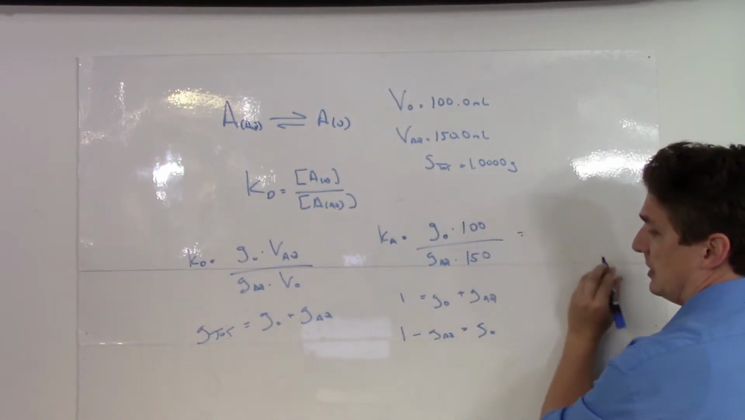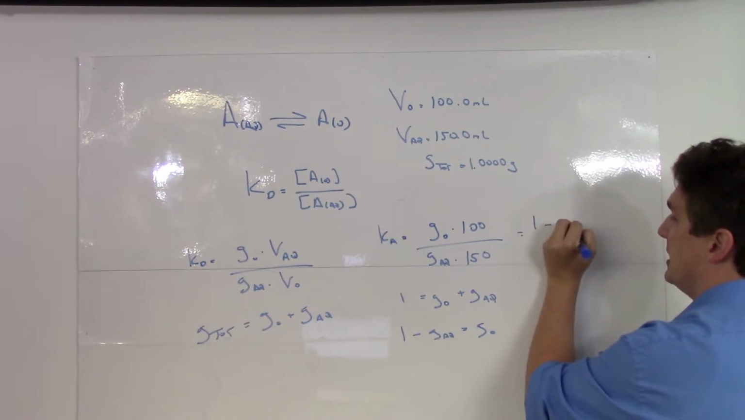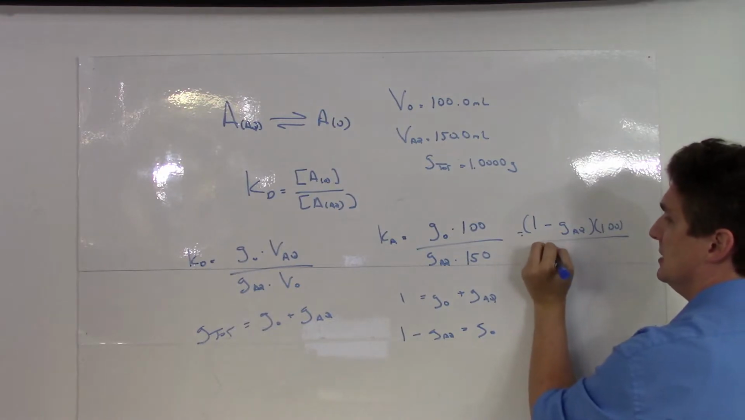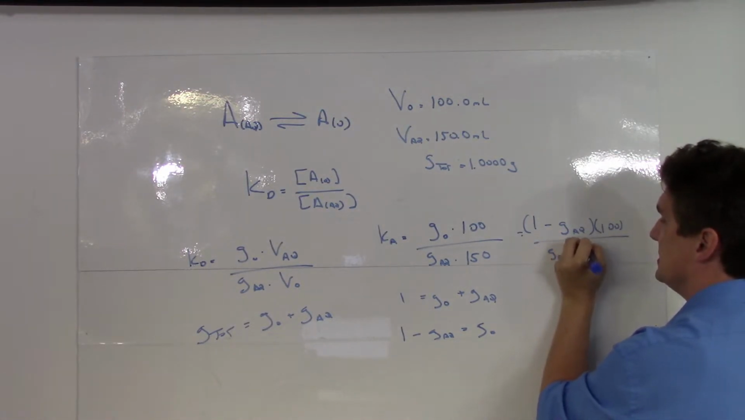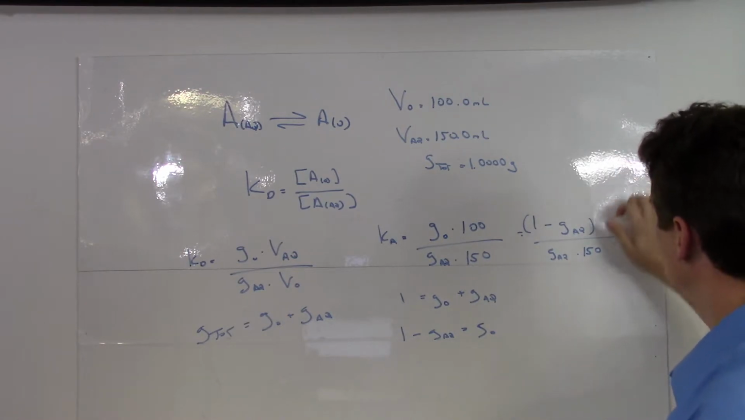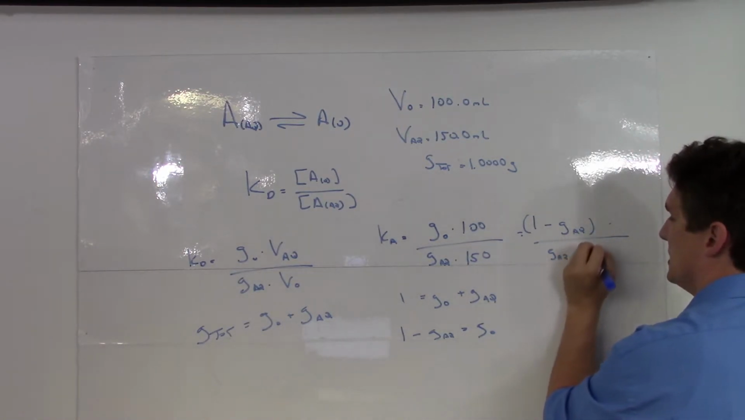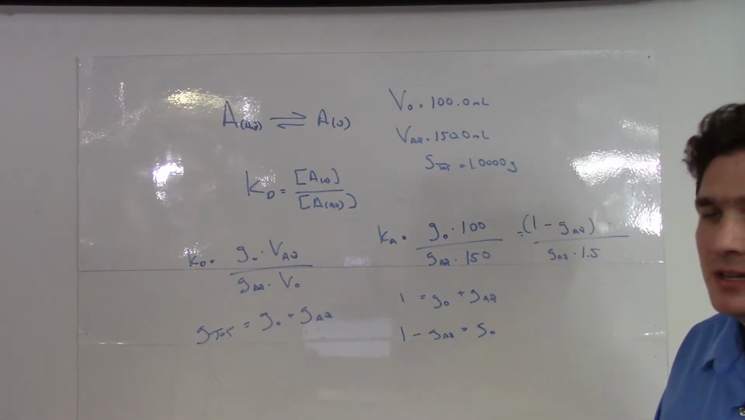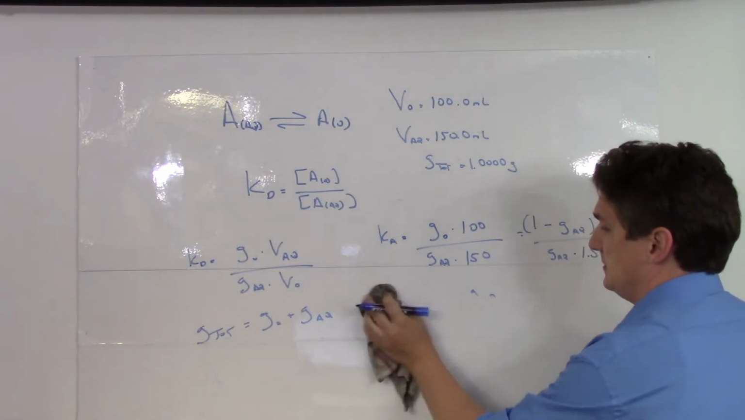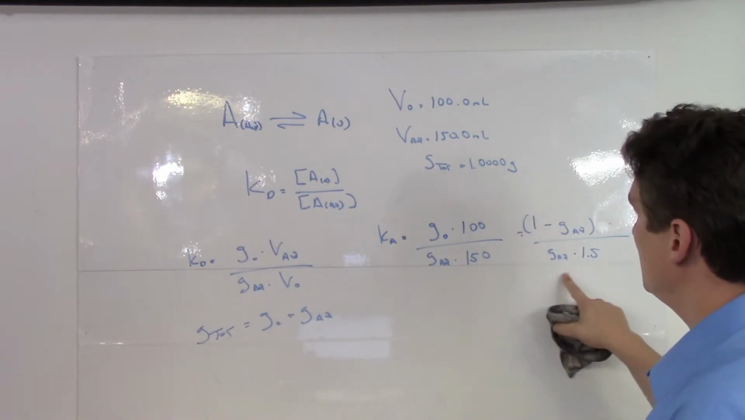Now if we plug it in, the grams of the organic phase is 1 minus grams of the aqueous, times 100, divided by the grams of the aqueous times 150. And I'm going to simplify this on top to give us times 1.5. And this is just simplifying the algebra here. I'm going to erase this. So now I need to solve for grams of aqueous.